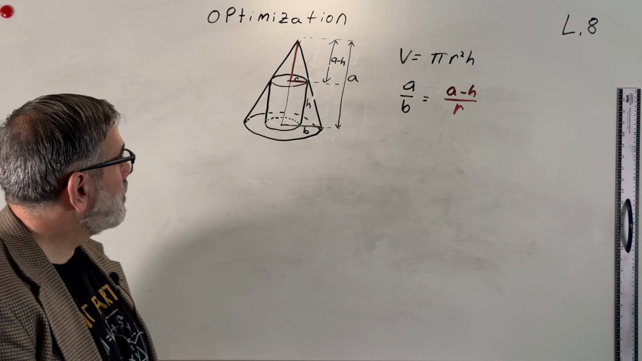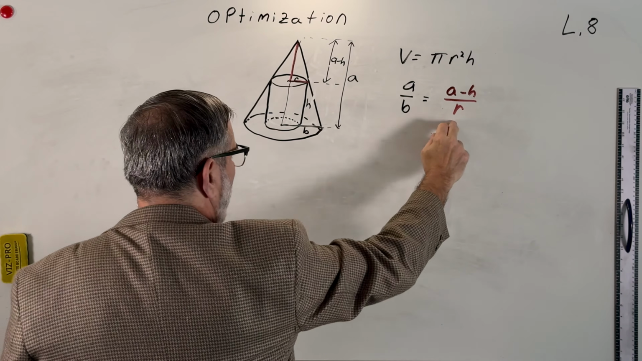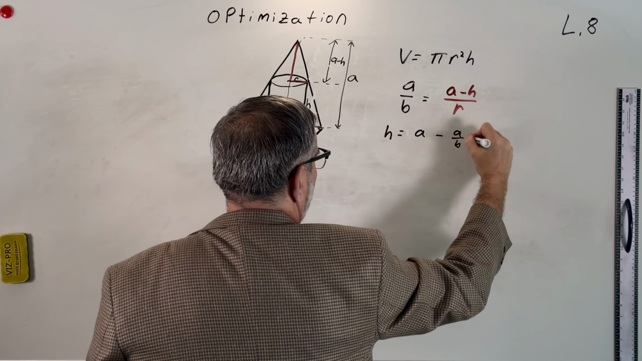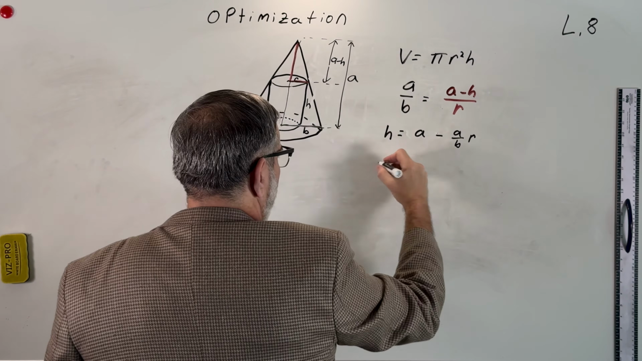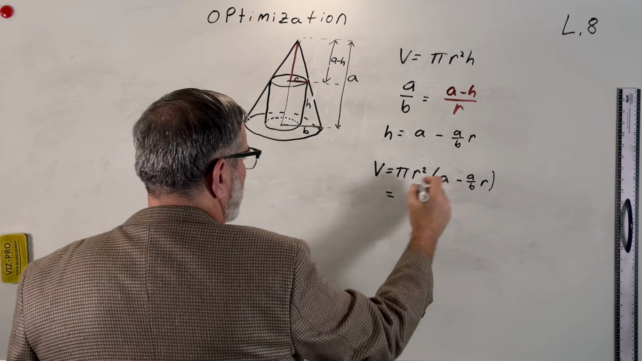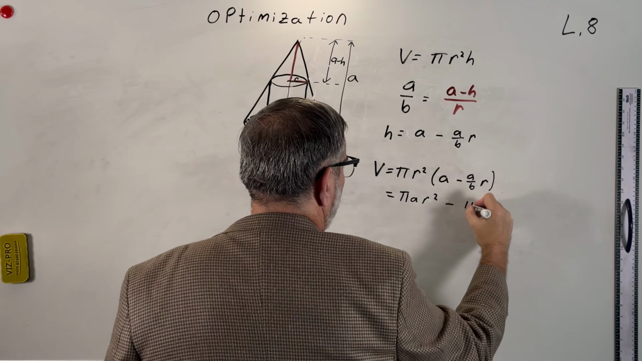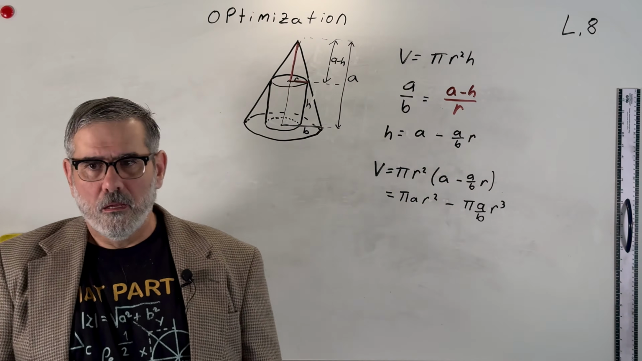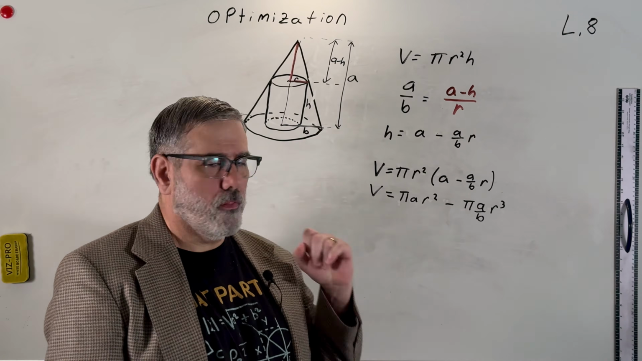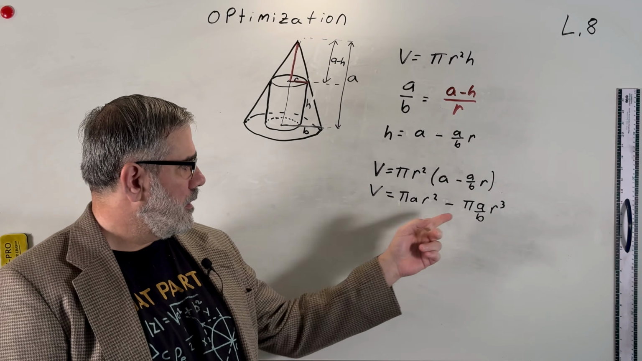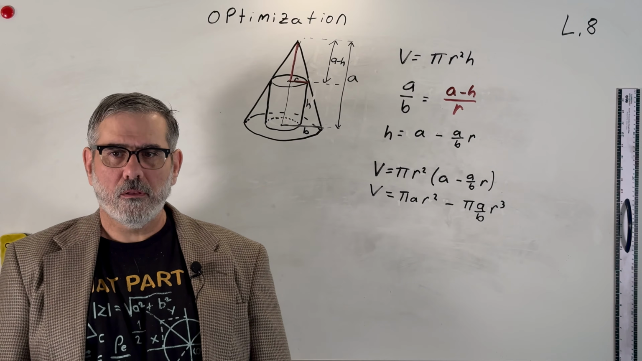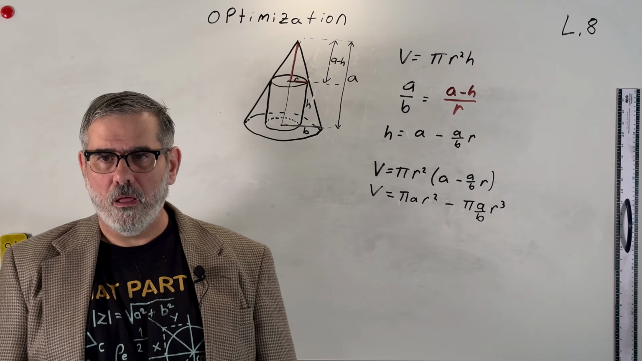But they're similar. So this allows us to solve for r or h. Solving this for h, we get that h is equal to a minus a over b times r. And so we can substitute that into our volume formula to eliminate h. Distributing. And so now we have the volume expressed in terms of a single independent variable and then some constants, a, b, and pi. So go ahead and pause the video now, take the derivative of the volume with respect to r, and find the critical numbers.